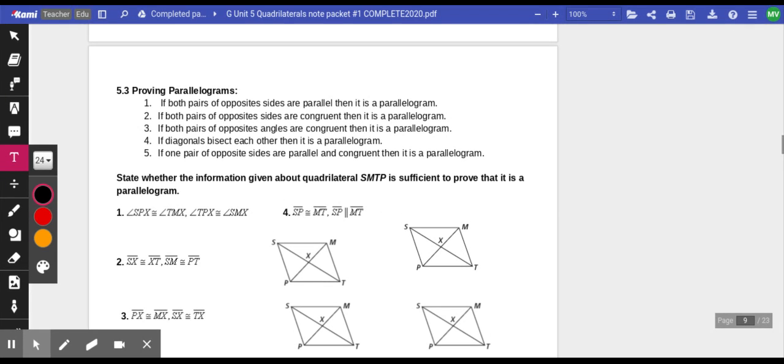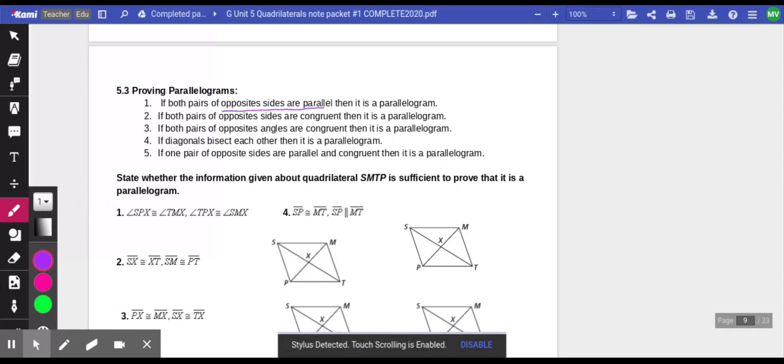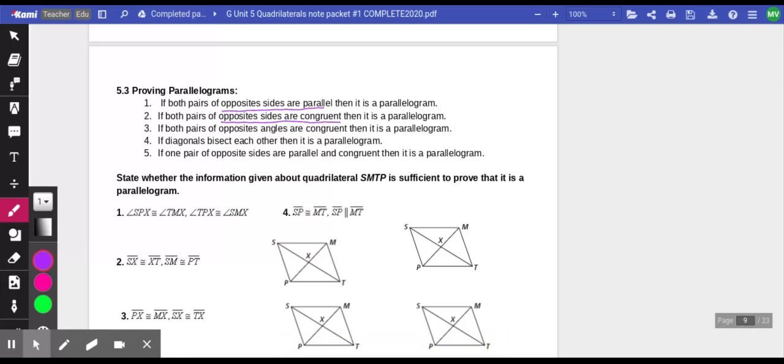Hello, everyone. Today we're going to talk about proving it's a parallelogram. So what do we need to know that any quadrilateral is definitely a parallelogram? The first thing would be that both pairs of opposite sides are parallel. The other way would be to know both pairs of opposite sides are congruent.